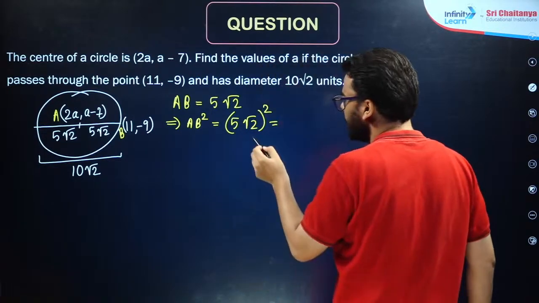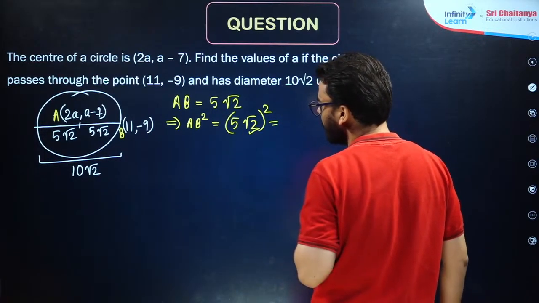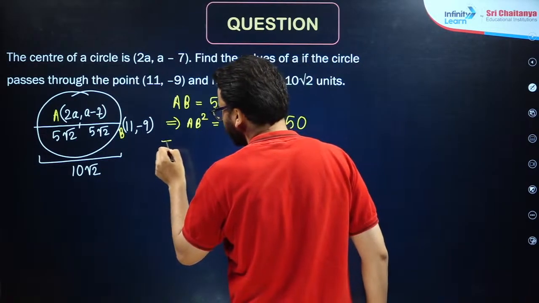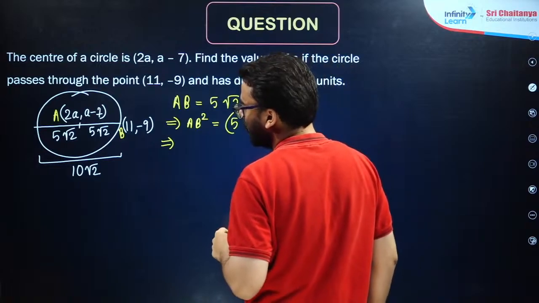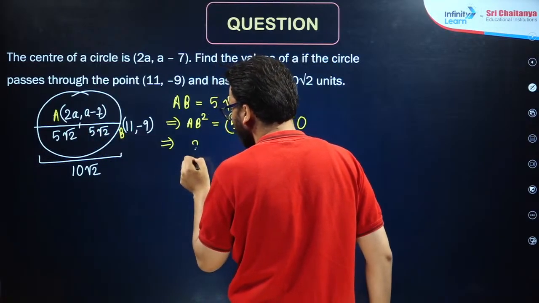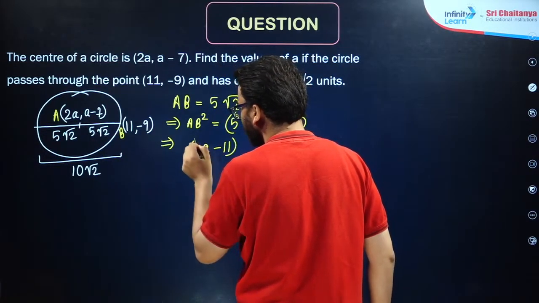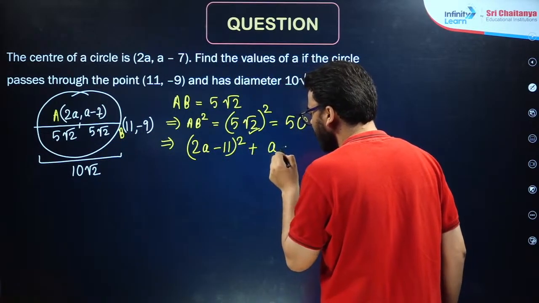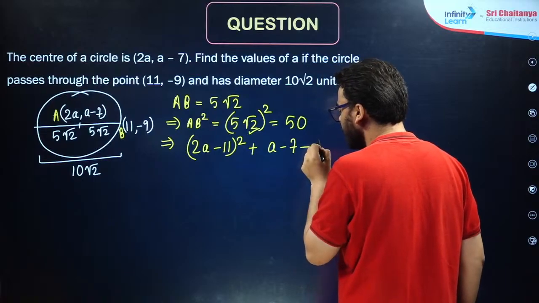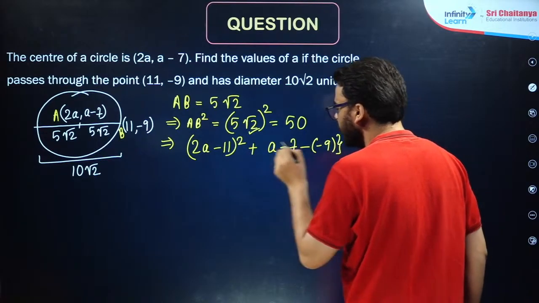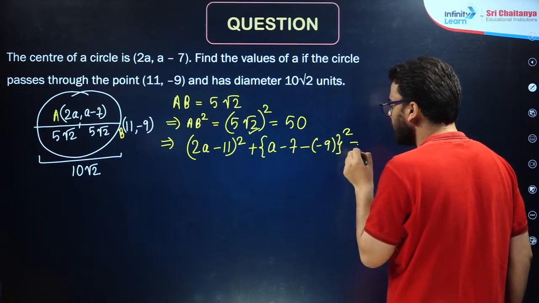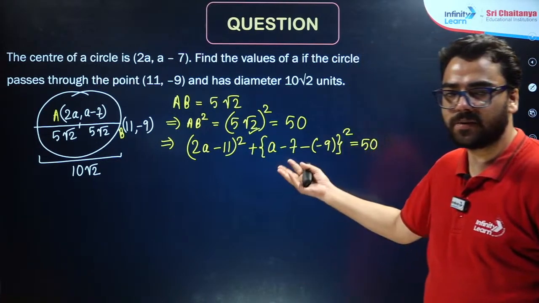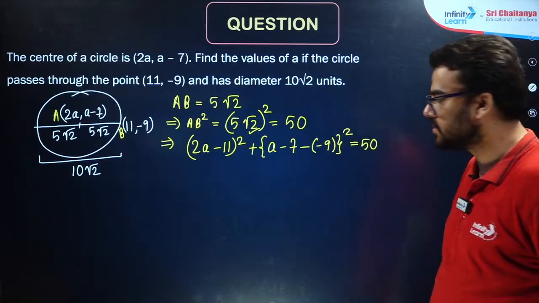So this is basically root 2 square is 2, 5 square is 25, 25 2s are 50. Now we can just ignore the square root over here. Then I will get 2a minus 11 the whole square plus a minus 7, minus is coming from the formula and it's already minus 9, so two negative signs will come, and that is equal to 50. That is a quadratic equation, right? You have to simplify to solve this quadratic equation so as to get the answer.